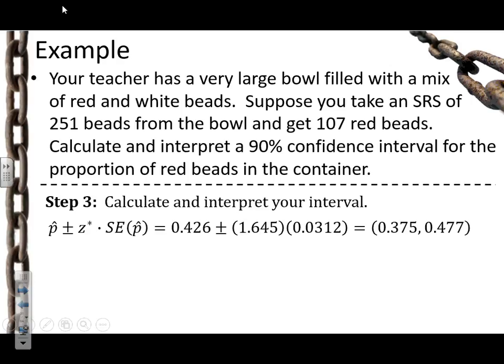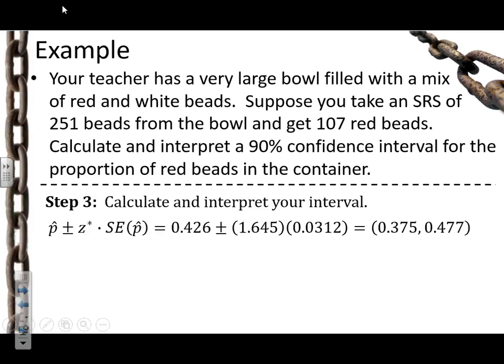Now, in this case, whenever I'm calculating based on the formula here, I go ahead and do the subtraction first, because as you're listing out your interval, you always put the lower value first anyway. So you want to calculate the lower bound and then the upper bound second. So in your calculators, you would take 0.426 minus 1.645 times 0.0312. And that gives you your lower bound, 0.375.